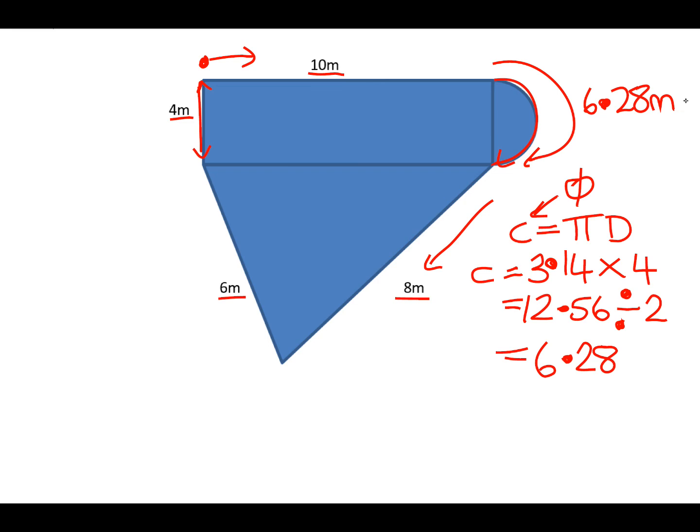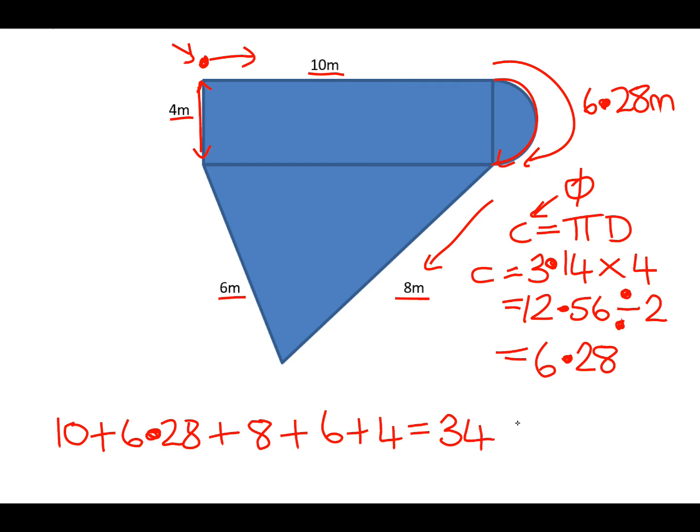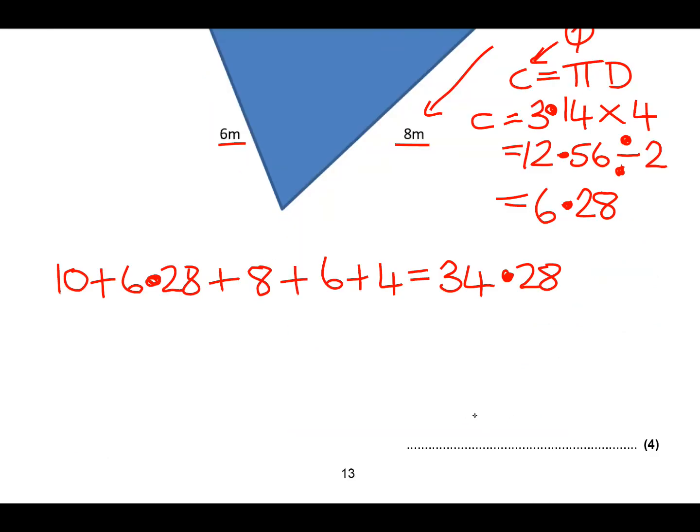So now, to calculate our perimeter, and we'll write it out in full, start at your start point, walk around and add the totals, but write them down so the examiner can see what it is you're putting in your calculator. And you end up with 34.28. So on the answer line for 4 marks, with the working out, of course, 34.28, and don't forget the units.